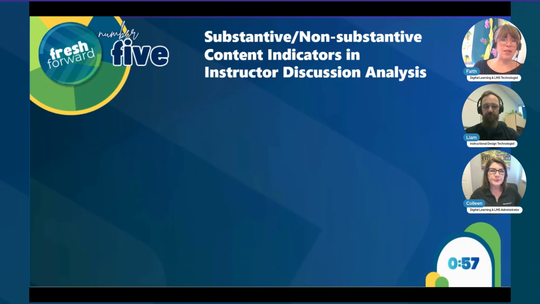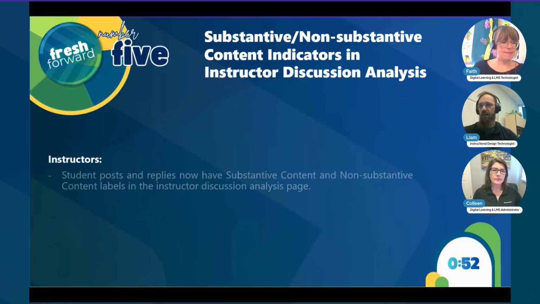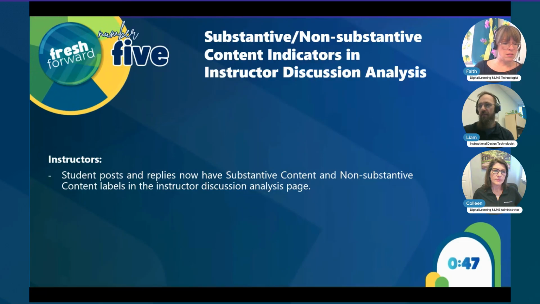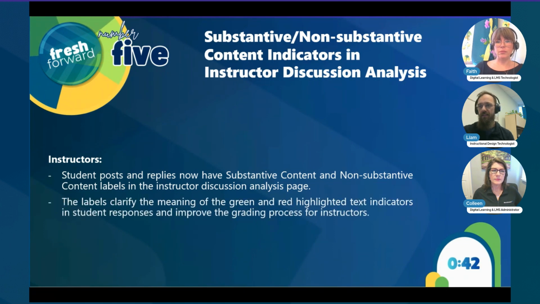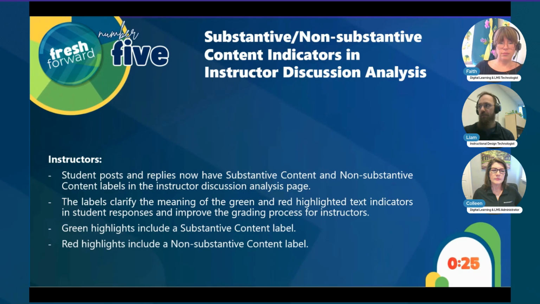Substantive/non-substantive content indicators in instructor discussion analysis. For instructors, posts and replies now have a label saying that they are substantive or non-substantive content when you're analyzing it. That label will clarify the meaning of the red and green highlighted text indicators in the student responses and improves the grading process for instructors. The green is substantive and the red is non-substantive.